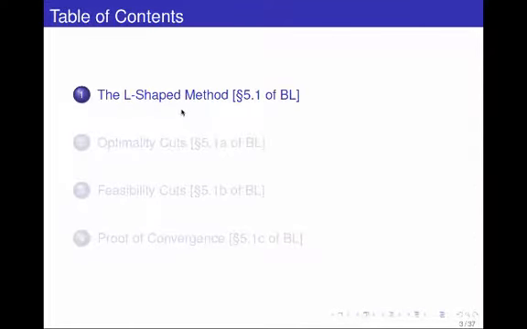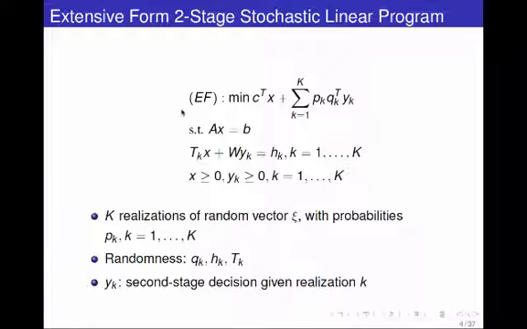Okay, so jumping in, we're going to look at the specific case of a two-stage stochastic program. Do you notice anything specific about this formulation? There's one piece of data that stands out. There is randomness.